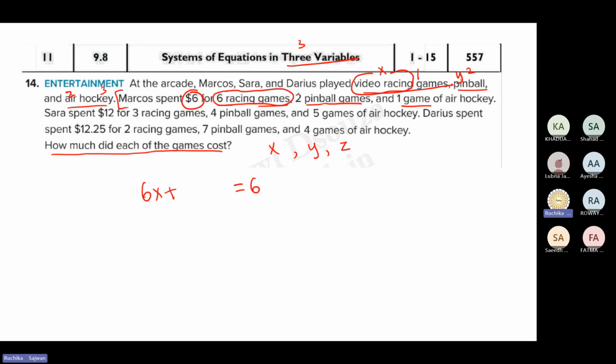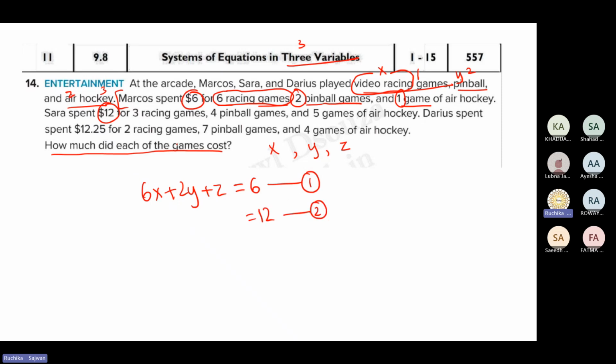Similarly, for pinball, 2 games, so 2y. For air hockey, 1, so z. So this is going to be my first equation. The total money is $6, so that's why it's equal to 6. Next is $12, so I will put 12.